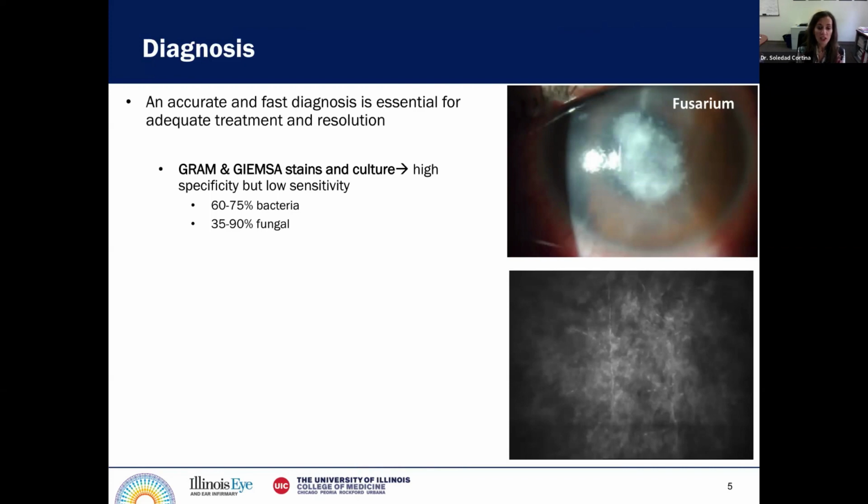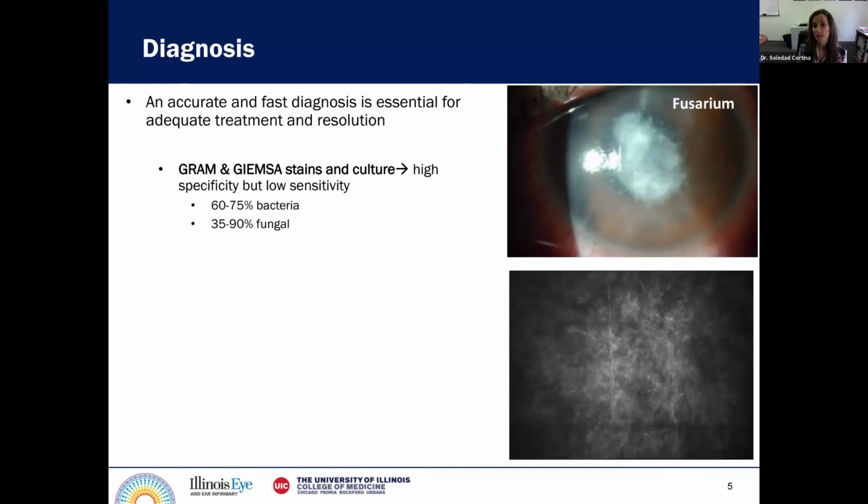Not just for bacterial keratitis, but in general for all keratitis, Giemsa and gram stain and cultures are still sort of our gold standard. The problem is their low sensitivity. When they're positive, the specificity is excellent, but they're not always positive, and they leave us treating an infection when we really don't know what organism is causing it. But in general, they have pretty good specificity.